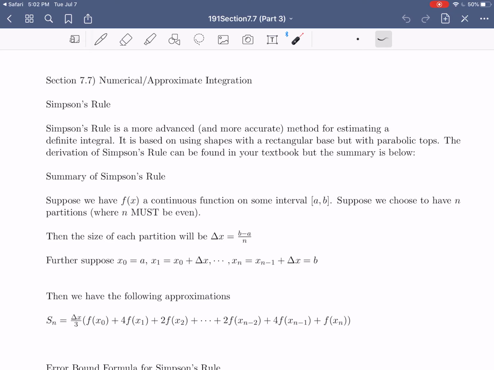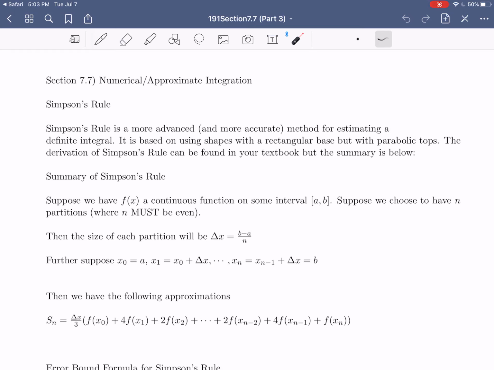You can read through the derivation in your textbook if you're interested, but instead for our class, I'm going to focus more on how you use this approximation and also the error-bound formula for this approximation. So we're not going to go through the diagram and derivation of Simpson's rule. Instead, we're just going to jump straight to the summary.